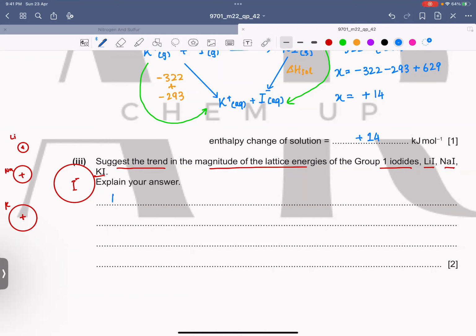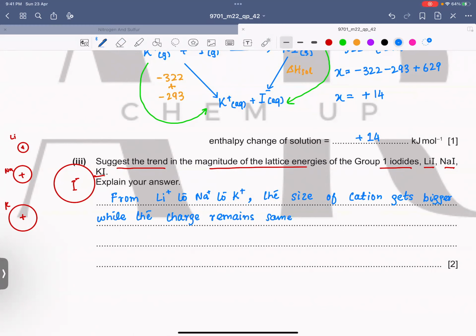So I can write that from lithium ion to sodium ion to potassium ion, the size of cation gets bigger while the charge remains same. Guys, just give me a minute, please.